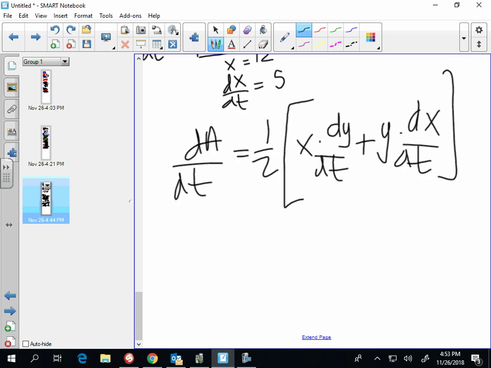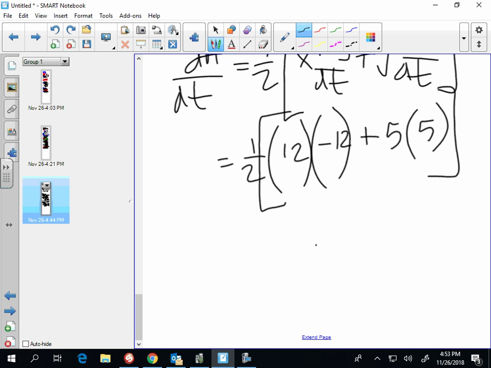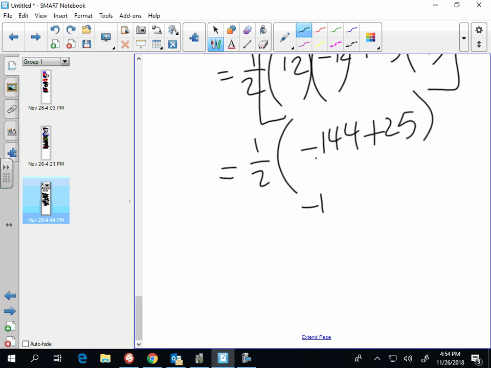And what can we say here? Well, we know that x is equal to 12, dy/dt is negative 12, and y was equal to 5, and dx/dt was equal to 5. So I end up with 1/2 times negative 144 plus 25, or negative 119 over 2 is dA/dt.